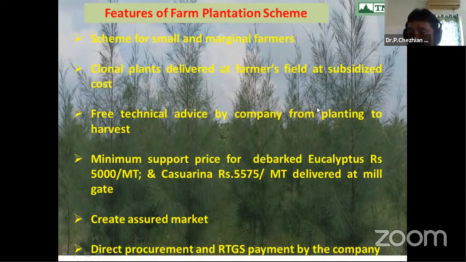Currently, for eucalyptus we are giving 5,000 rupees per ton. For cashew nut we are giving 5,575 per metric ton delivered at the mill gate. And we are creating an assured market and direct procurement from the farmers, and payment is also through RTGS.